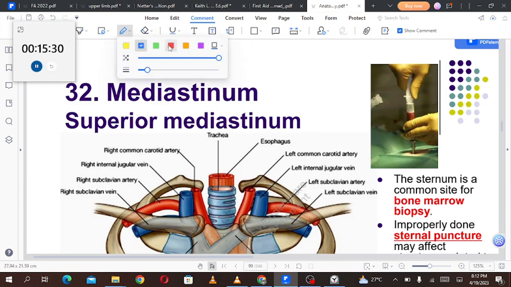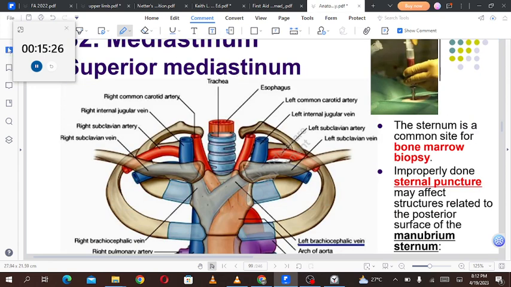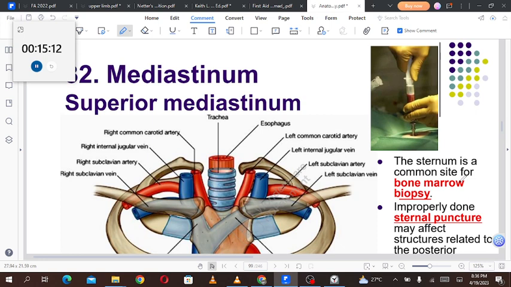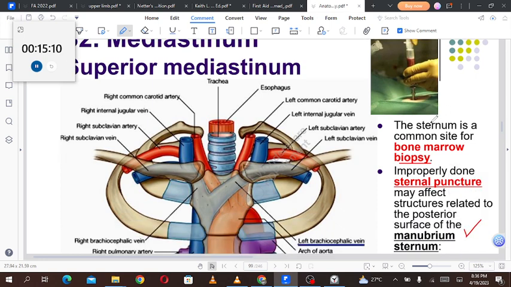Moving to point number 32, that is the mediastinum, superior mediastinum. So let's talk about the superior mediastinum first. The sternum is a common site for bone marrow biopsy. An improperly done sternal puncture may affect the structures related to the posterior surface of the manubrium sterni, which are definitely in the anterior mediastinum. No, that is the superior mediastinum. Okay, so let's talk about this. This is an independent topic.